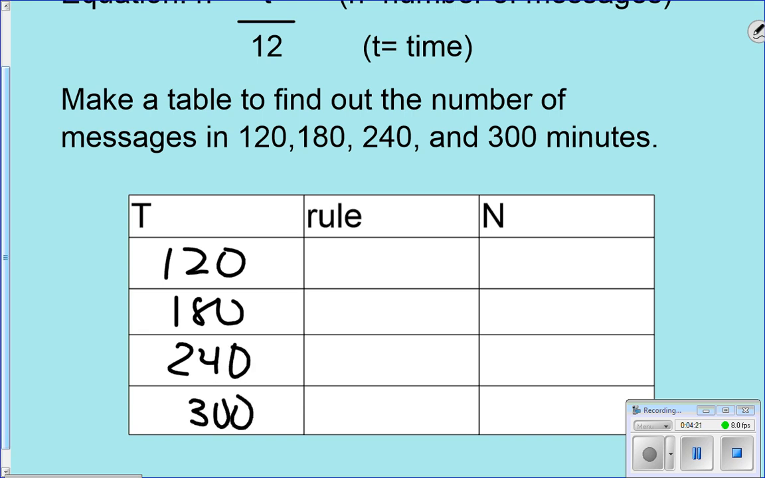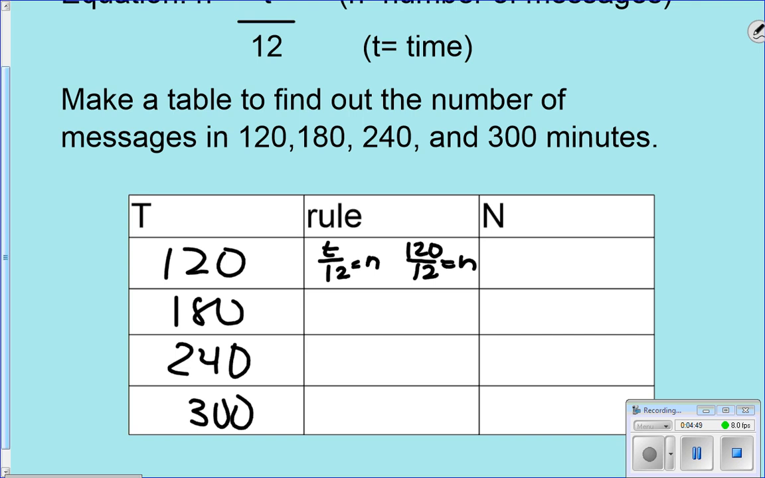Now, why do I have the rule here? What does that mean? That's what I have to do, right? That's what they told me. T divided by 12 equals n, remember? So I'm going to write it in here. T divided by 12 equals n. And then I'm going to put that in there too. I was just showing you what I was actually going to do. So now I'm going to write 120 divided by 12 equals my n. So what's 120 divided by 12?